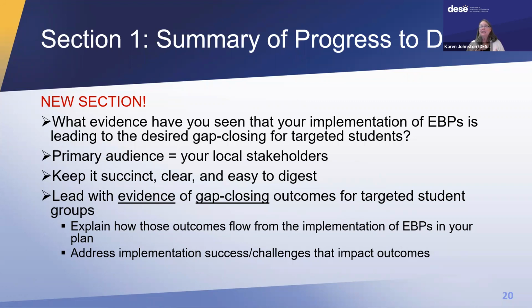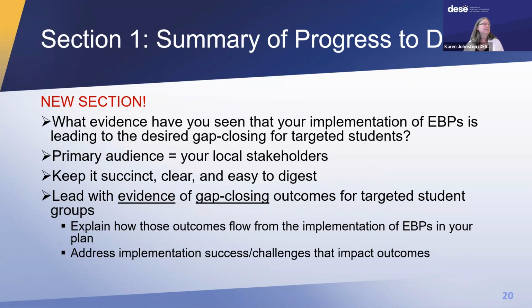And at the same time, be sure to include some specific examples drawn from your progress monitoring data to support your narrative. So we're going to ask you to lead with evidence of gap closing outcomes for targeted students, and make sure you can explain how those outcomes are connected to or flow from the implementation of the EBPs in your plan, and address any implementation successes or challenges that impact your outcomes.